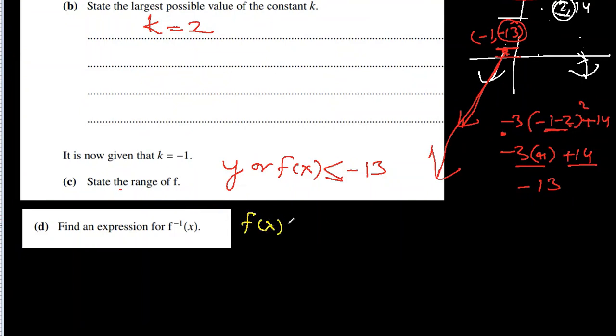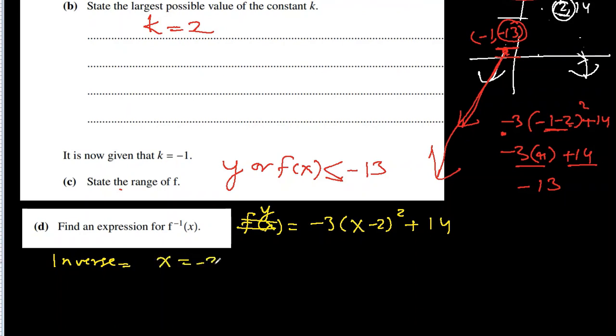It was f(x) equal to minus 3(x minus 2) square plus 14. This was the one. So in place of f(x), we can write y. To find the inverse of this, we will exchange the places of x and y. So it becomes x equal to minus 3(y minus 2) square plus 14. Now we have to isolate this y to get the inverse function. So x minus 14, yeah, this 14 goes to the left, becomes minus 3(y minus 2) square.